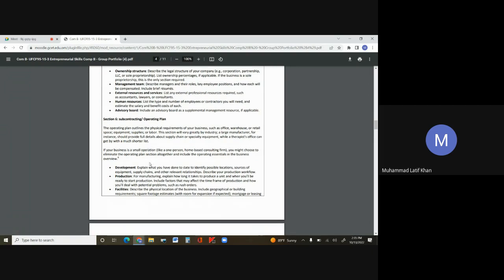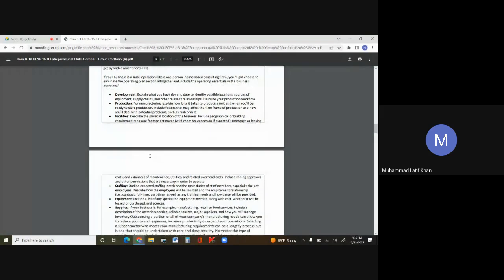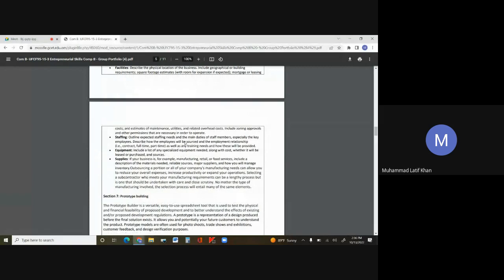Subcontracting is actually telling us about the development of a product. Are you going to develop the product by yourself, or are you going to buy something from others and sell it? So what is the strategy over here about the development, the product, the facilities that you have to produce, the staffing, the people you have, the supplies that you have?